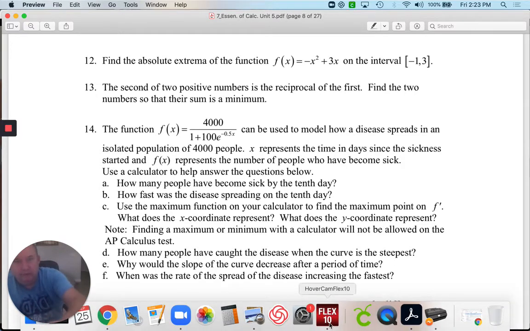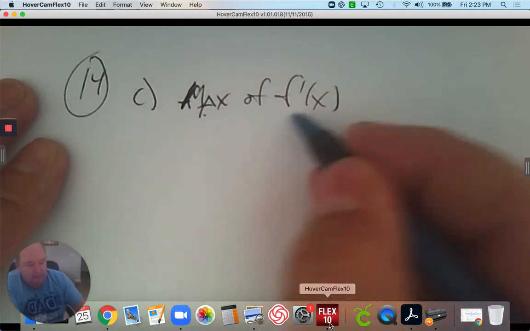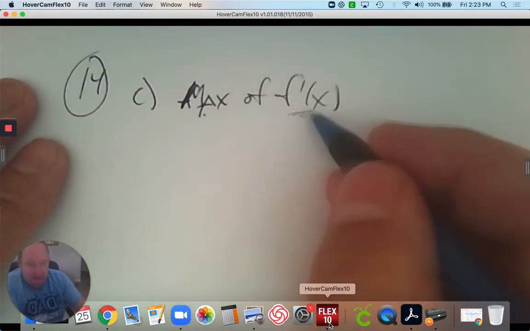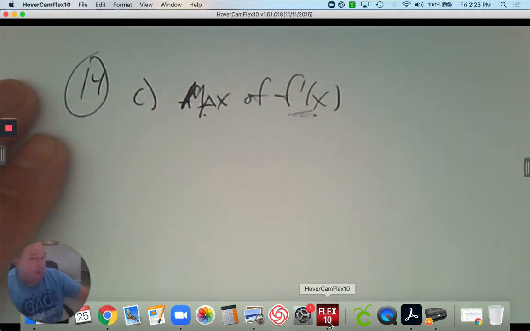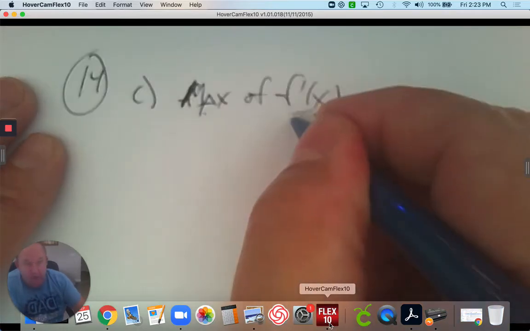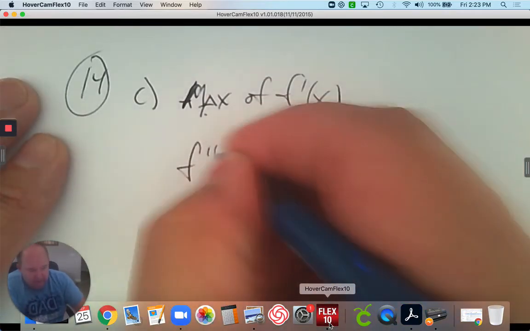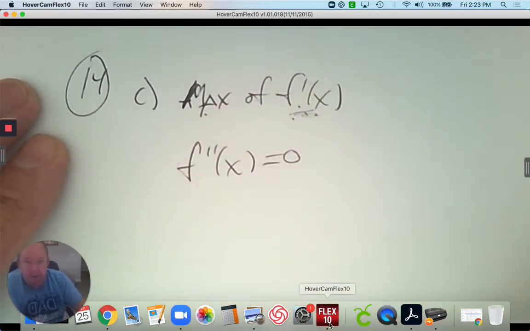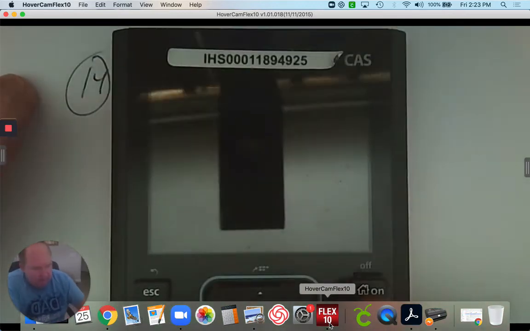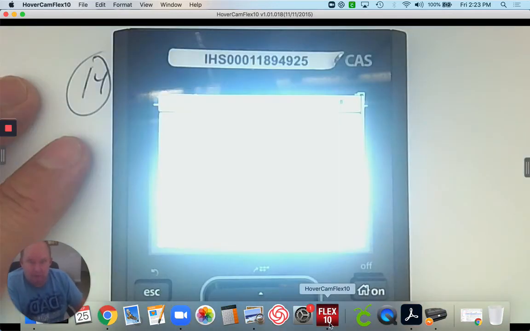Let's do this. I want to find the max of the first derivative. To find a maximum, you take the derivative equal to 0. So I'm going to take the derivative of the derivative, make it equal to 0 and solve. I can do that on this calculator. So let's try that, the second derivative.